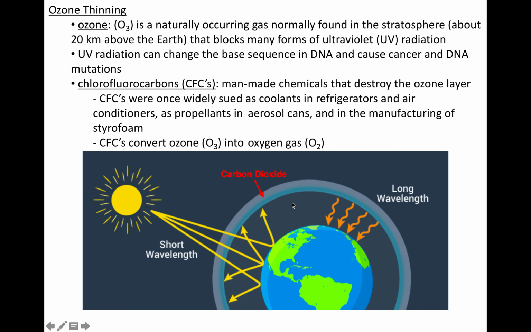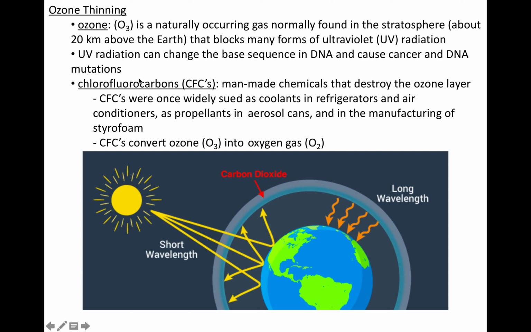And by the way, I don't know why this picture is here. This picture is showing you the greenhouse effect. So this is not ozone thinning. This was a mistake on my part. But this shows you light penetrating carbon dioxide, hitting the Earth, and getting blocked. Okay, so the heat is now coming back to the Earth. So this is showing you the greenhouse effect. This is not ozone thinning.